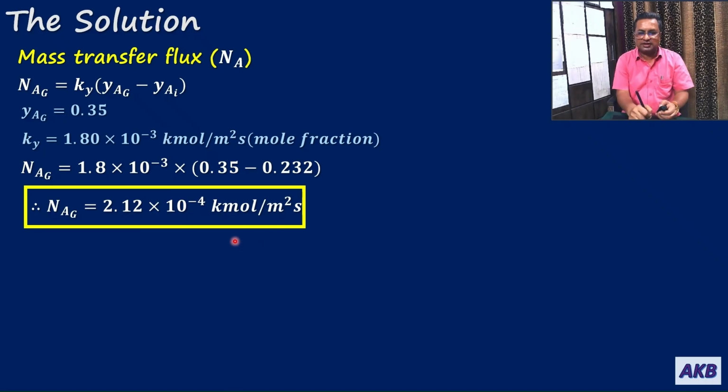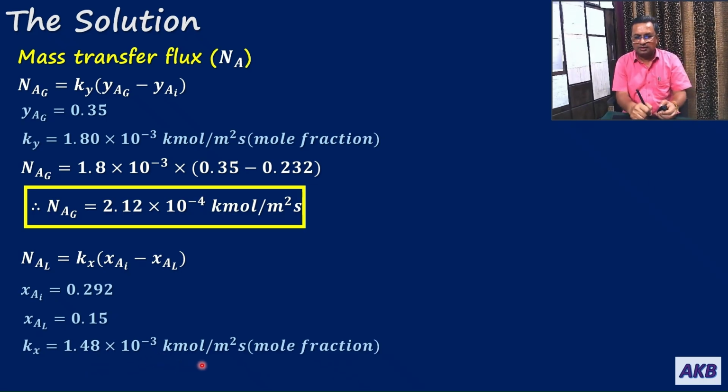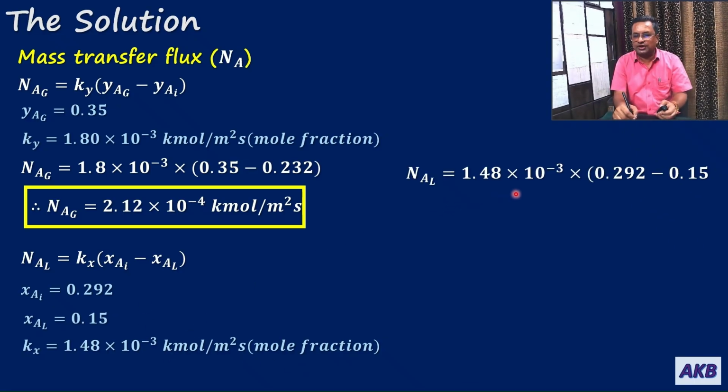Now let us check whether we get the same value by using the equation for the liquid phase. For the liquid phase, the equation is NaL is equal to Kx into Xai minus Xal. Xai is 0.292, which we obtained just now. And Xal is given to us, it is 0.15. Kx is 1.48 into 10 to the power minus 3 kilomole per meter square per second per mole fraction. So let us use these values. NaL will be equal to 1.48 into 10 to the power minus 3 into 0.292 minus 0.15.